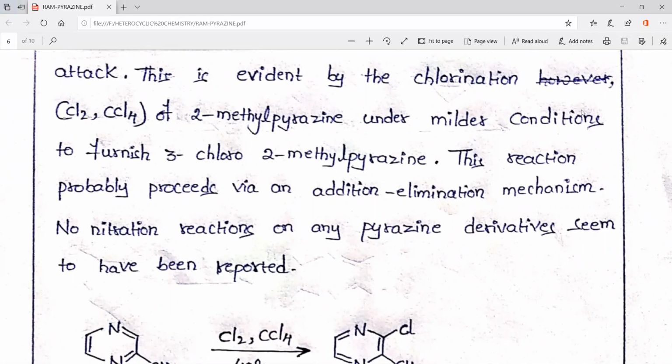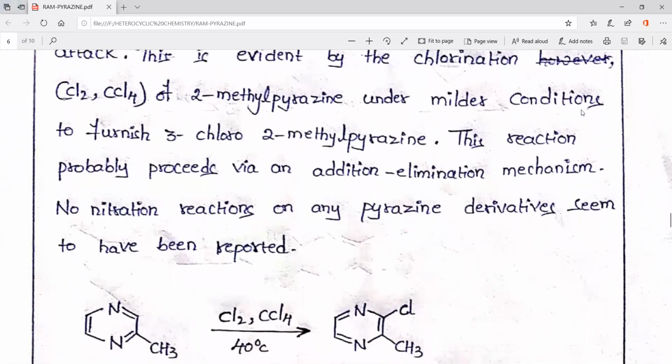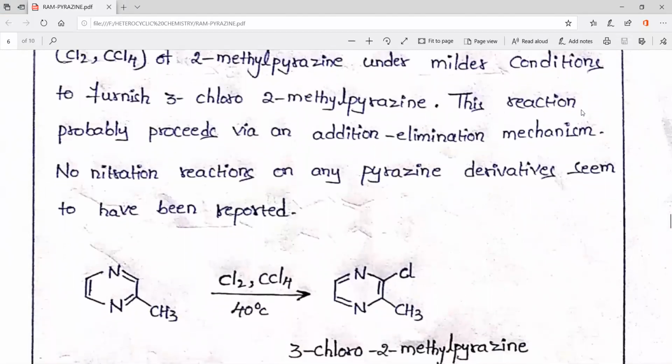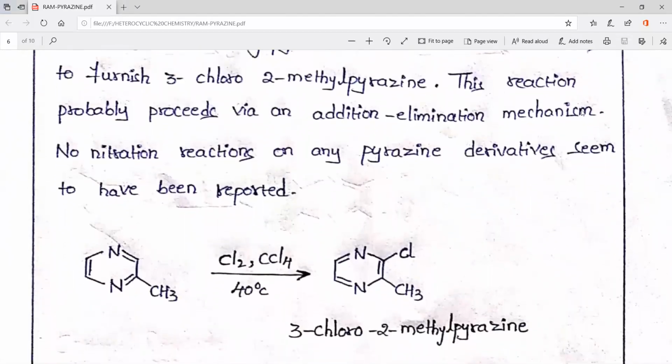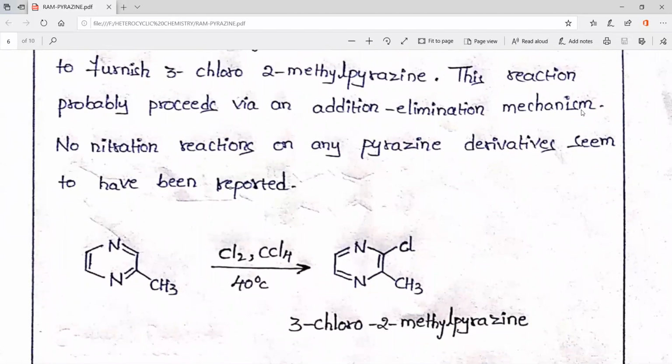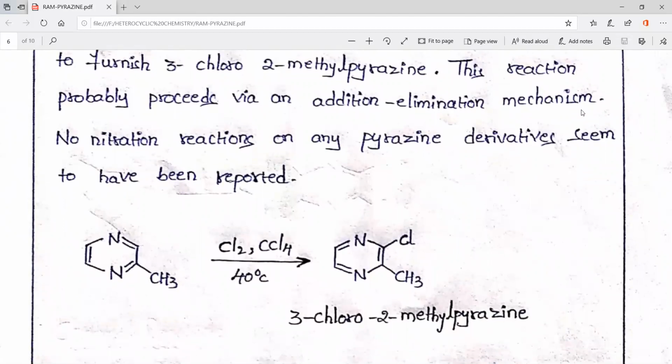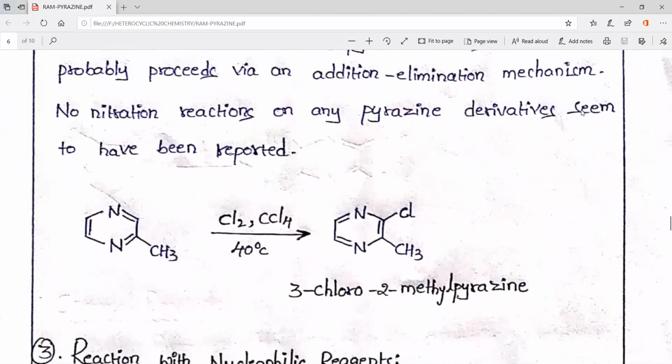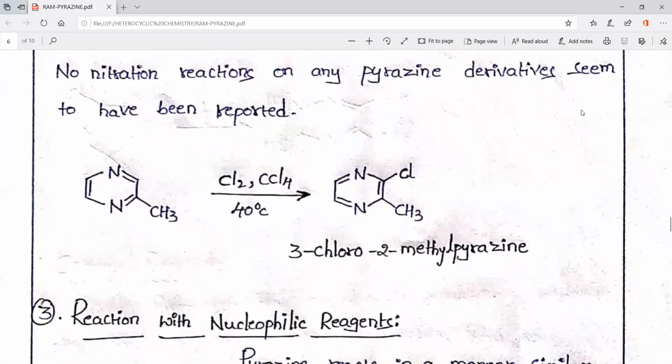So it is known that chlorination of 2-methyl-pyrazine under mild conditions gives 3-chloro-2-methyl-pyrazine. The mechanism of the reaction involves an addition-elimination reaction. So nitration reaction is not possible on substituted pyrazines. So pyrazine, if it is unsubstituted, does not undergo electrophilic substitution reactions.